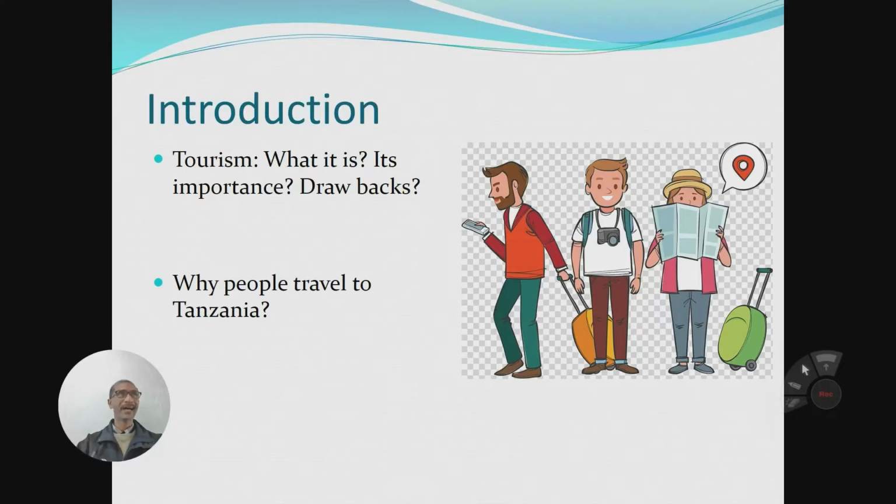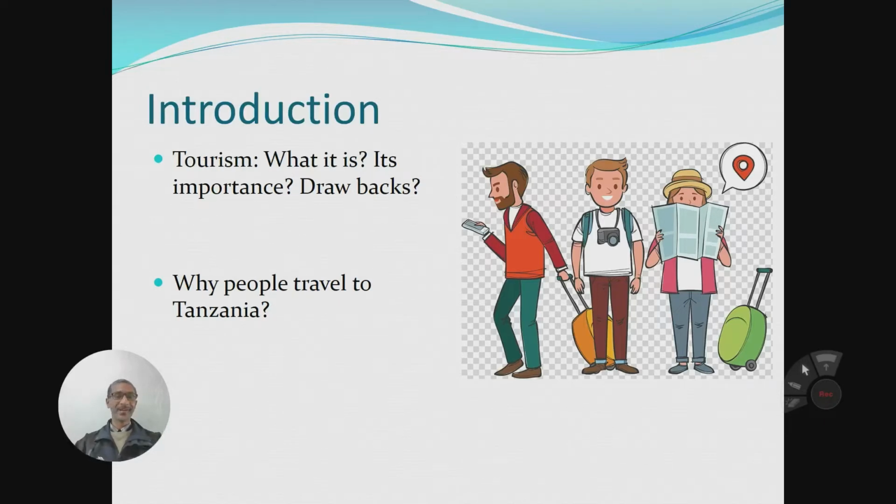Now, you might ask me, because I'm coming from Tanzania, why do people come to Tanzania? Well, as I mentioned earlier, there might be several reasons why people travel, including business, leisure, and other things. But I will try to focus on leisure. Why? Because Tanzania has much to offer to the world.